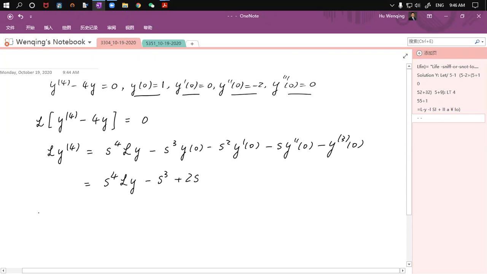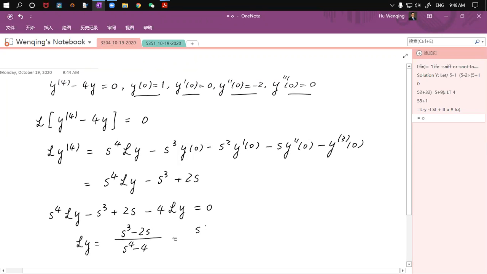So that means the equation now becomes s to the power 4 times the Laplace transform of y, minus s cubed plus 2 times s, minus 4 times the Laplace transform of y, is equal to 0. Is that good for everybody? Okay, so what does it give you? Well, it gives you that the Laplace transform of y is s cubed minus 2 times s, divided by s to the power 4 minus 4. So this can be written as s squared minus 2 multiplied by s, divided by s squared minus 2 multiplied by s squared plus 2, and therefore the s squared minus 2 is going to cancel. So that's going to be s over s squared plus 2. Is that good for everybody?